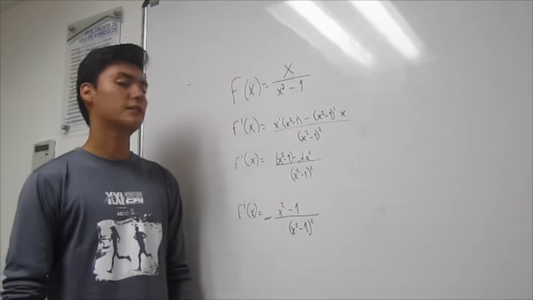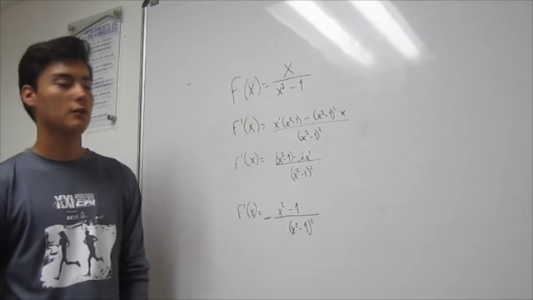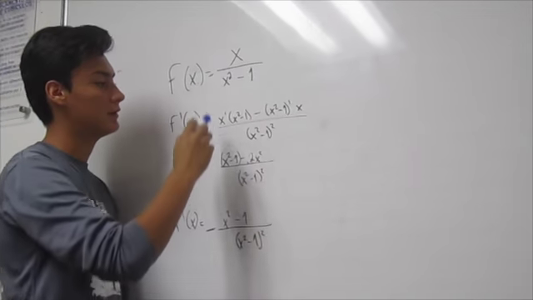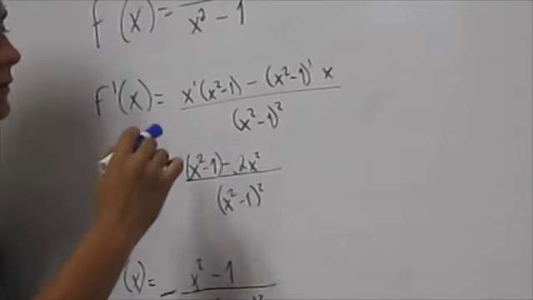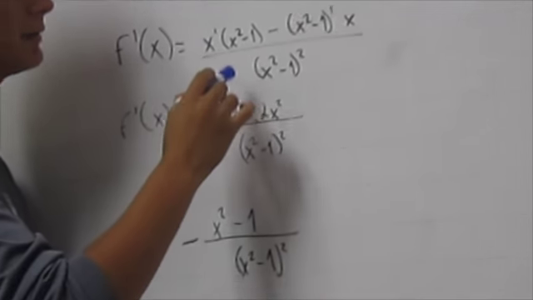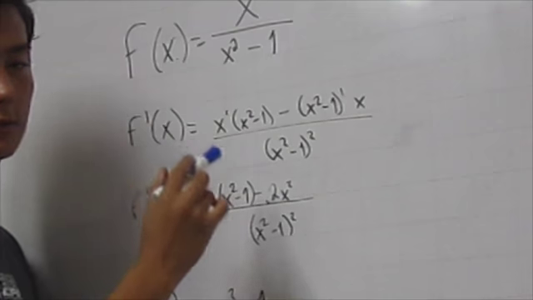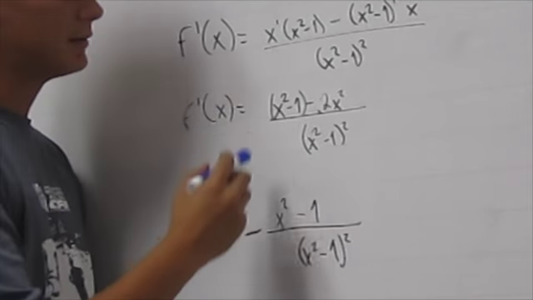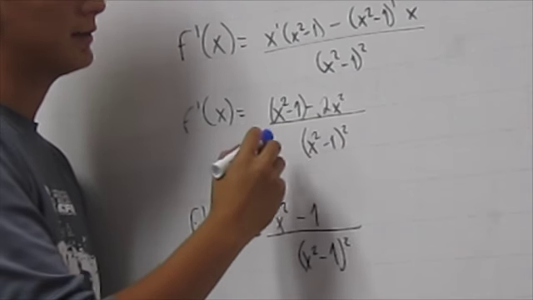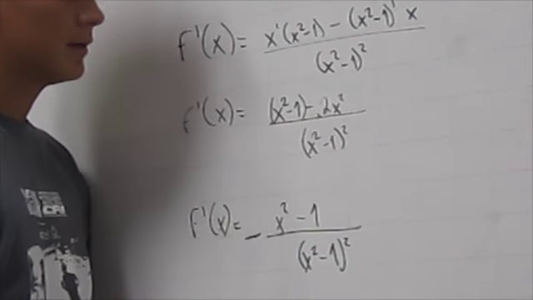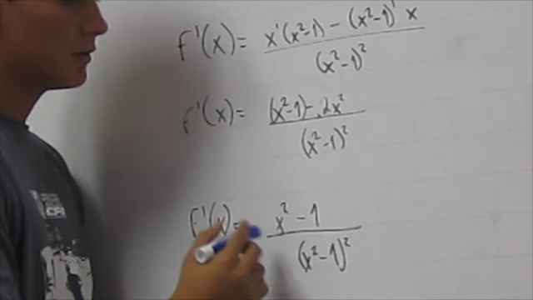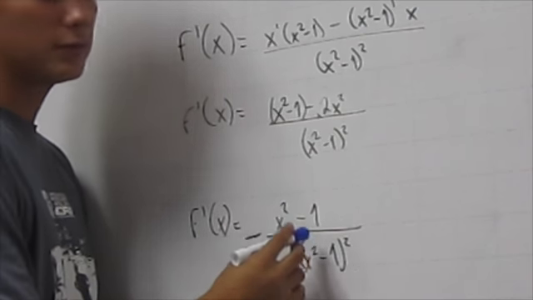So to get the first derivative, we need to use the quotient rule, which is the derivative of the numerator times the denominator minus the derivative of the denominator times the numerator, over the denominator squared. This gives us x squared minus 1 minus 2x squared over (x squared minus 1) squared. We rewrite this function and it gives us minus x squared minus 1 over (x squared minus 1) squared.